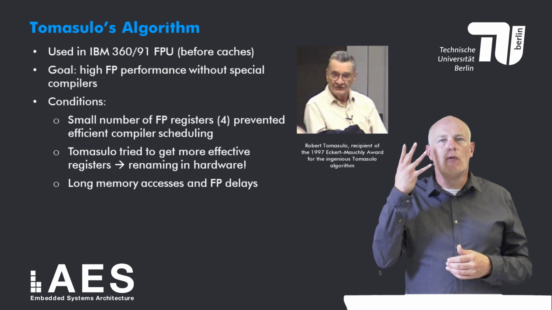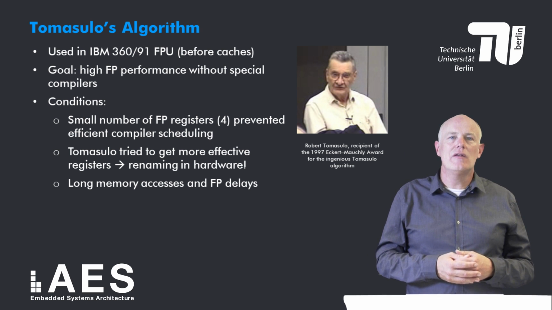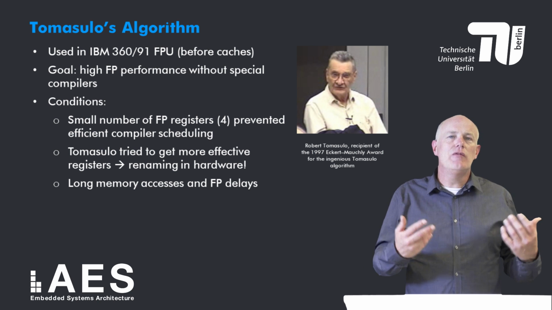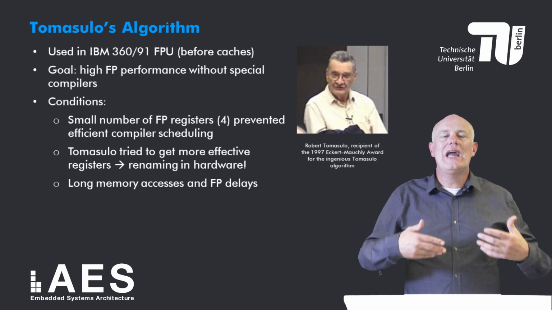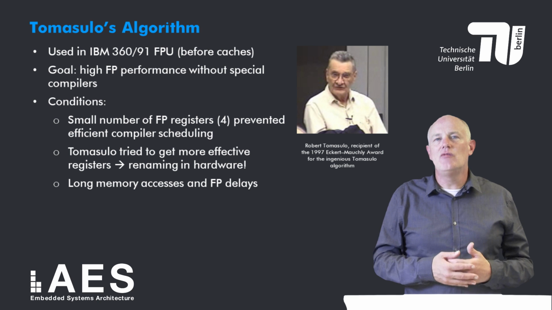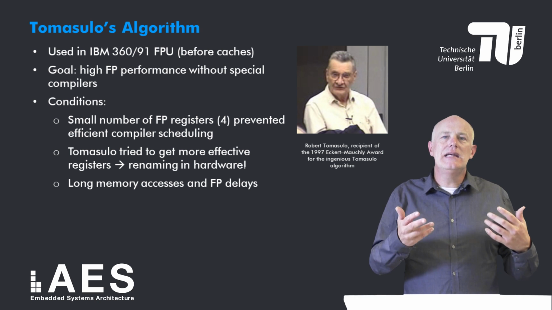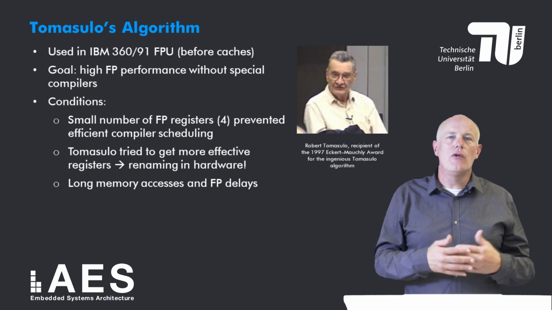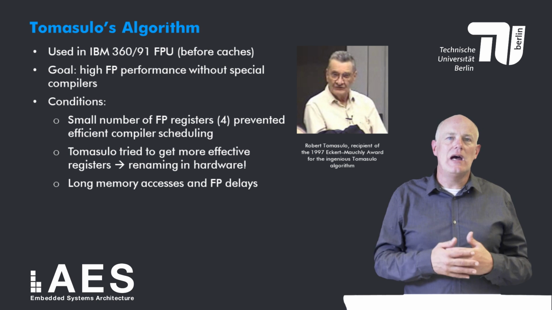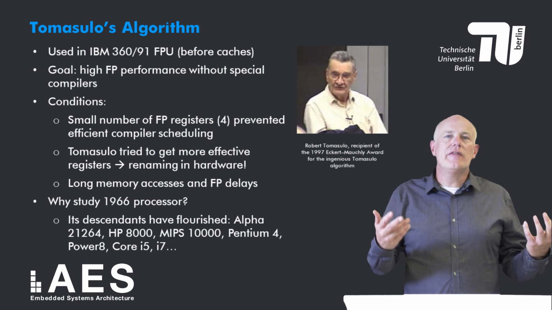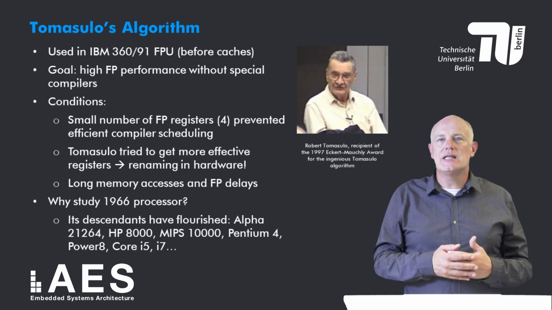First, it had only 4 double precision floating point registers, which limited the effectiveness of compiler scheduling. This motivated Tomasulo to find a way to get more effective registers, and he did that by implementing register renaming in hardware. In addition, the IBM 360/91 had long memory accesses and long floating point delays, which Tomasulo's algorithm was designed to overcome. The IBM 360/91 is a prehistoric processor, available already in 1966.